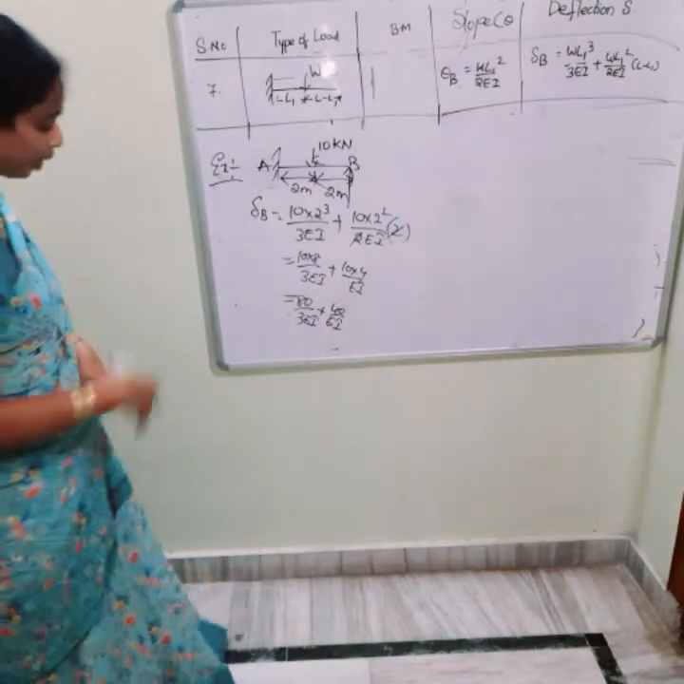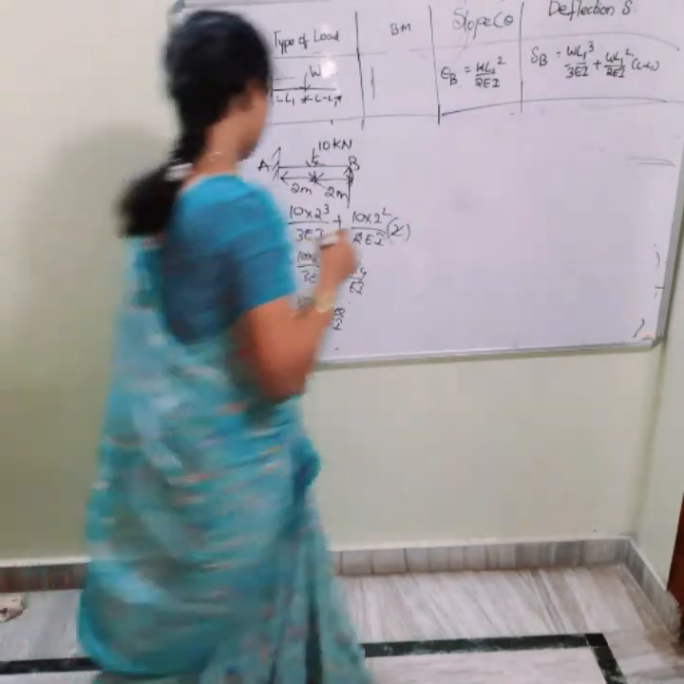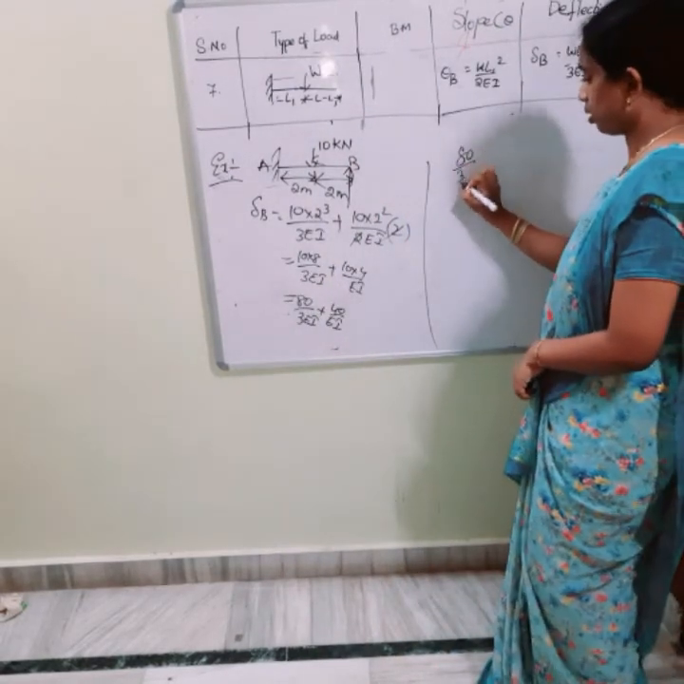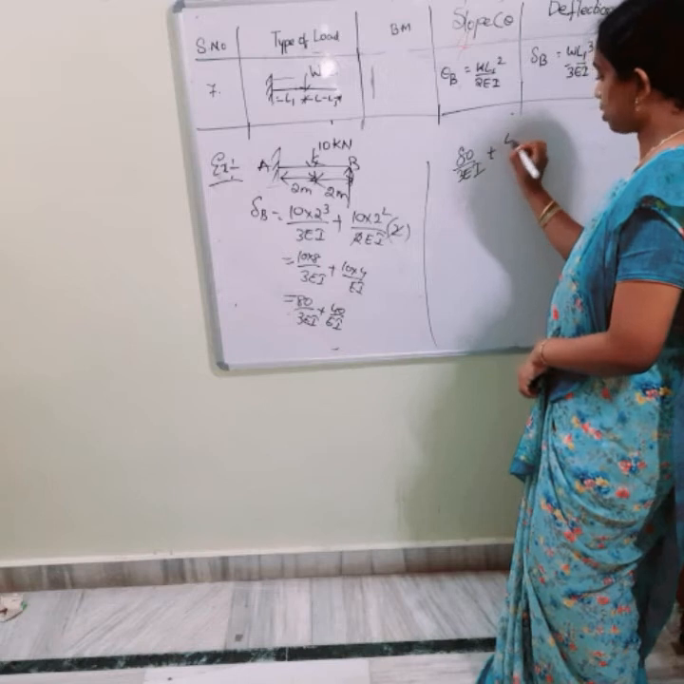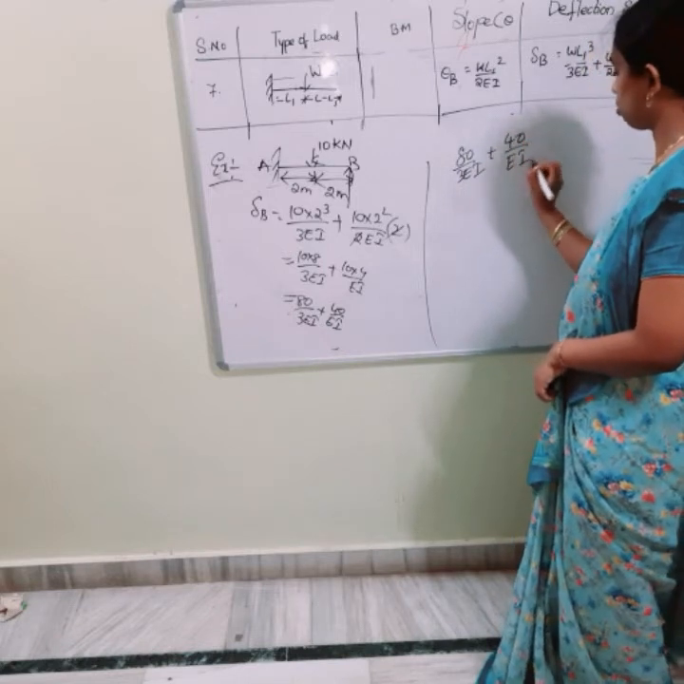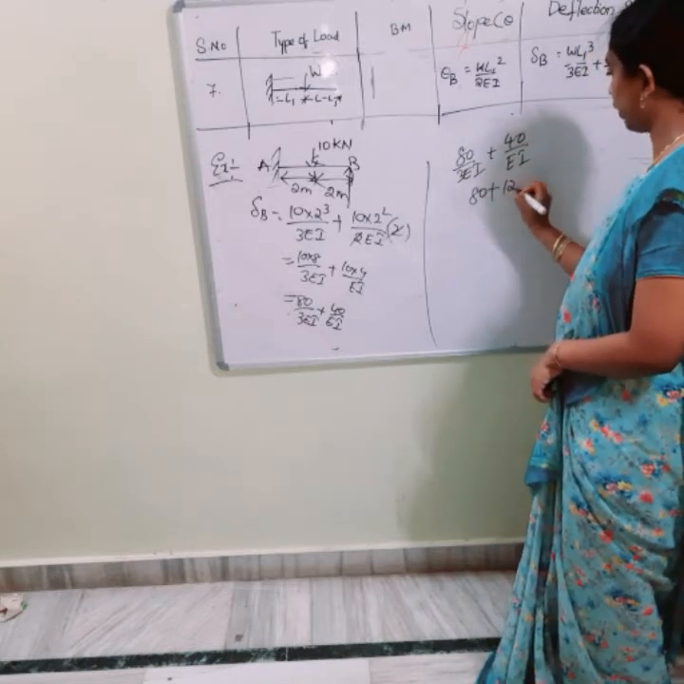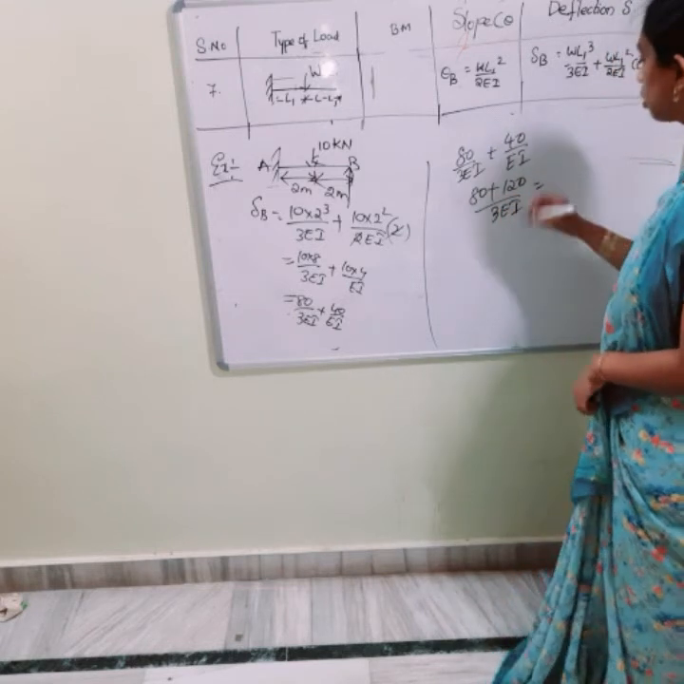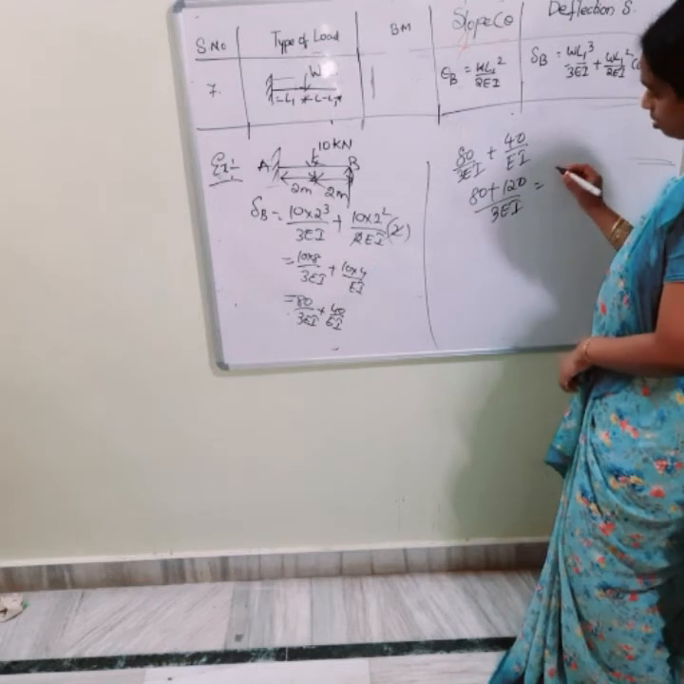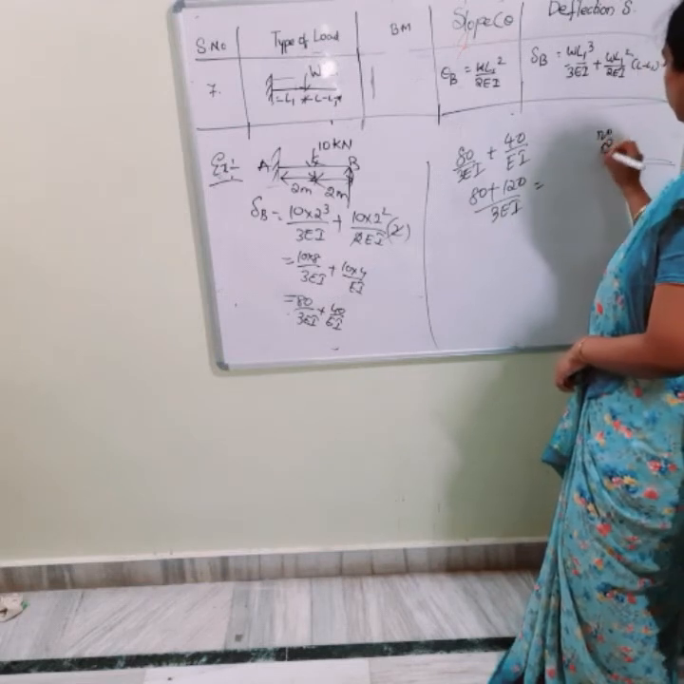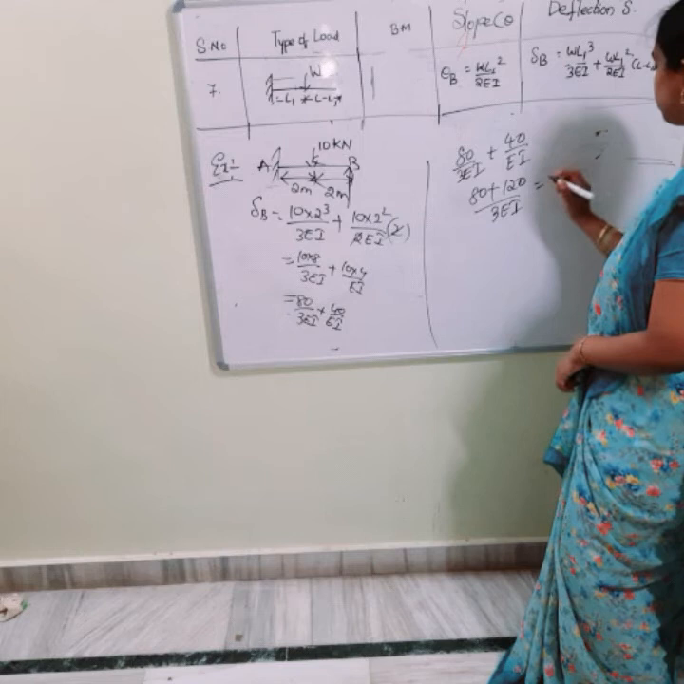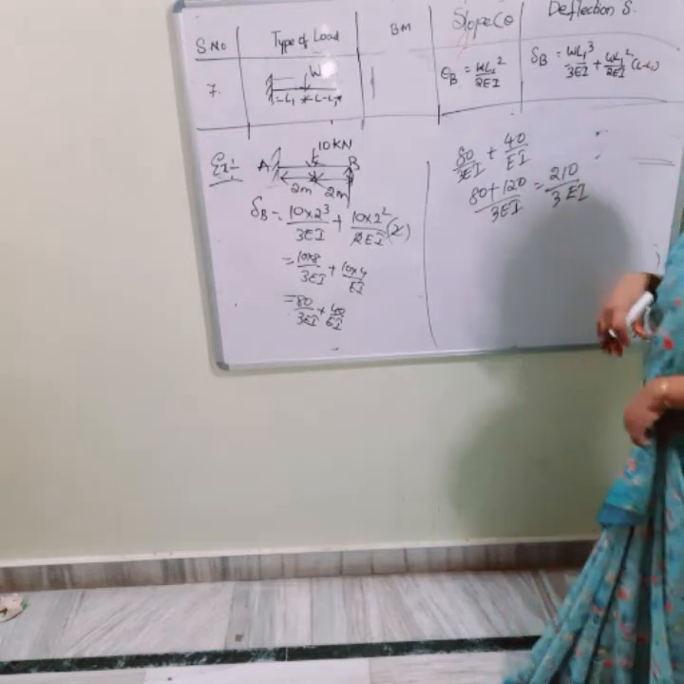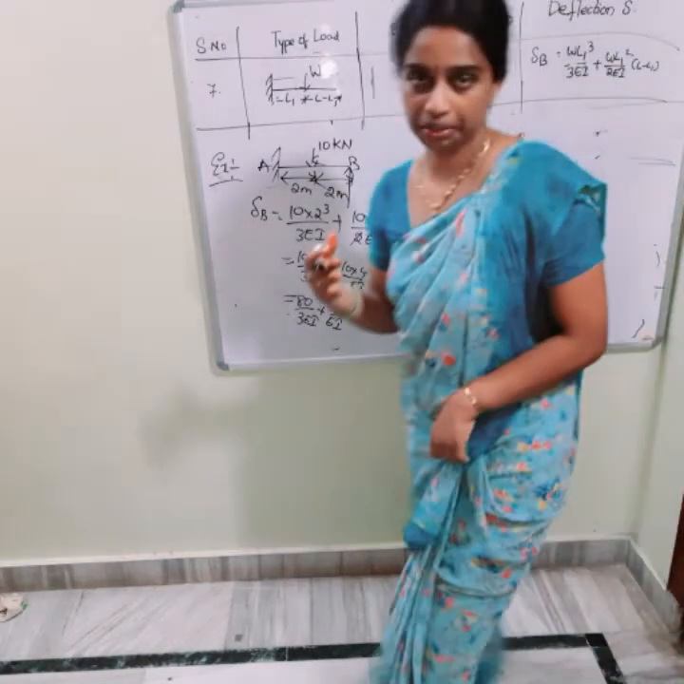Then how it will be? 80 by 3EI plus 40 by EI. So 80 plus 120 divided by 3EI is equal to, it is nothing but 200 divided by 3EI. Okay. Next one. Now what is the next step?